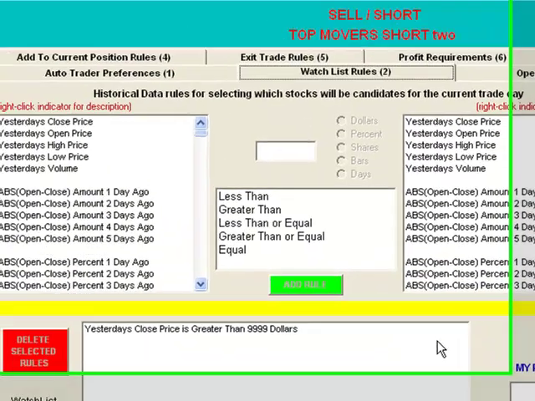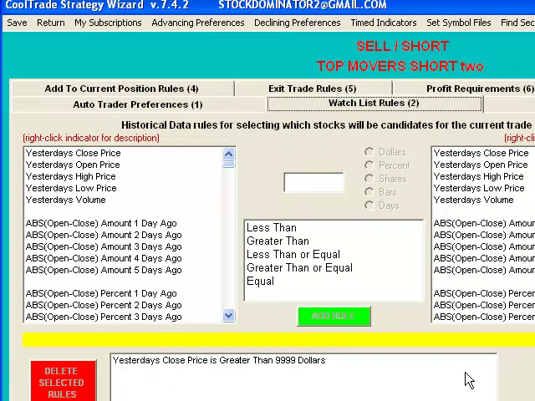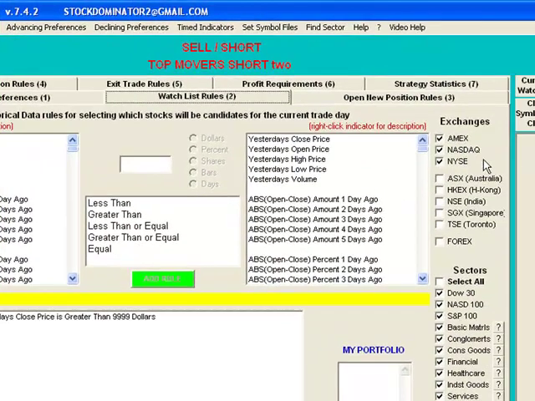Another way in which CoolTrade helps make your auto trader more efficient is that it uses a watch list. What the watch list does is narrow the market down to a smaller number of stocks in the entire markets. And with CoolTrade, you see up here it trades the Amex, Nasdaq, and NYSE, and those are all U.S. exchanges. We also automate a number of international exchanges, but I'm just going to be talking about the U.S. markets for now.